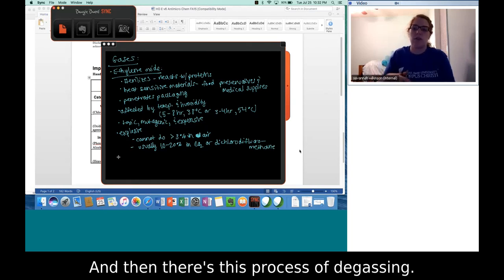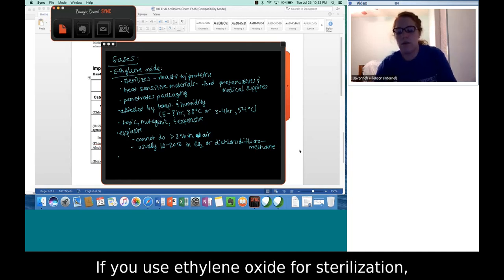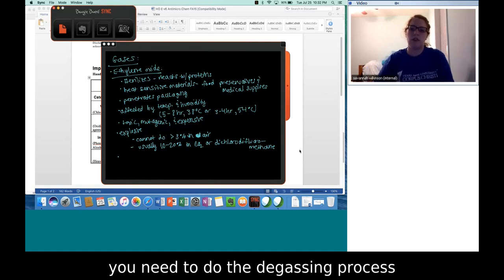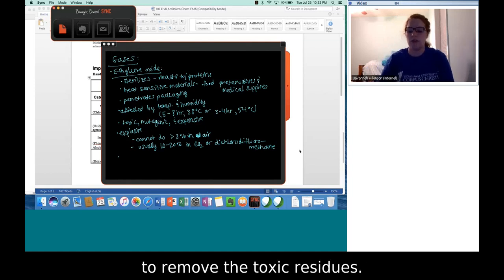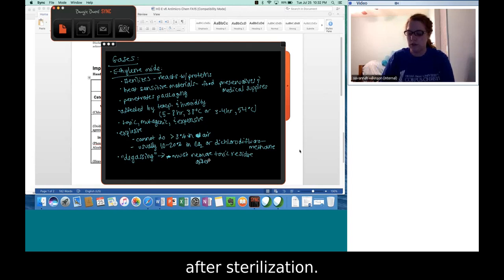And then there's this process of degassing. If you use ethylene oxide for sterilization, you need to do the degassing process to remove the toxic residues. So degassing must remove toxic residue after sterilization. Okay.